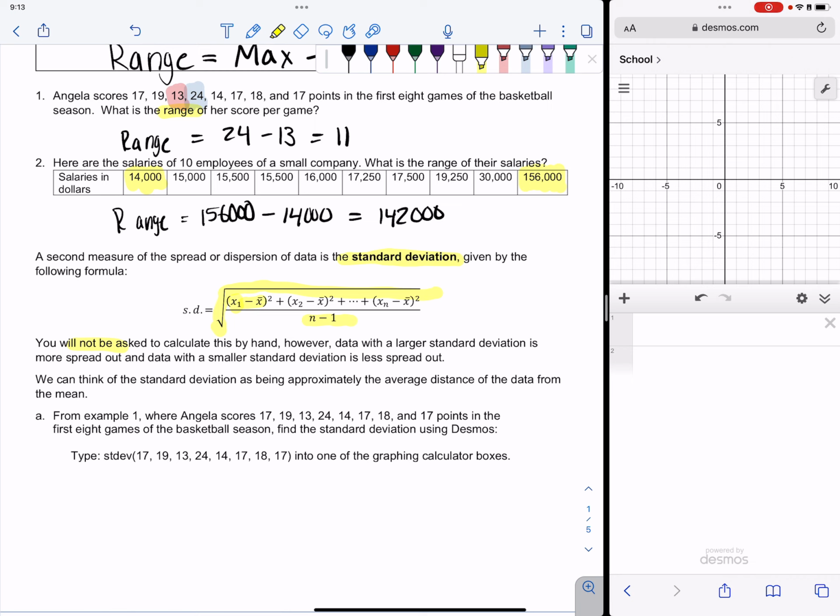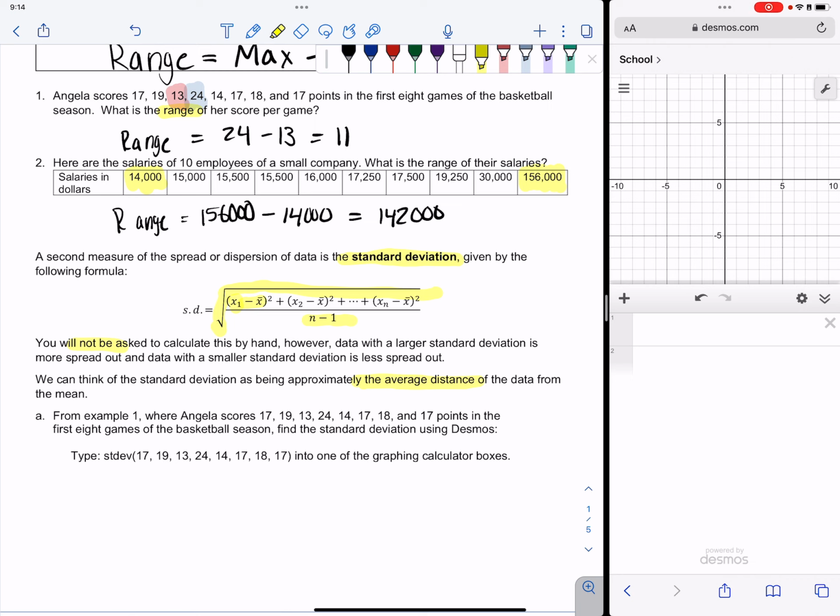With our standard deviation, what it essentially tells us is the approximate average distance of the data from the mean. So instead of telling us the average value in the data set, it's telling us how far away the data is from the mean. In this class, essentially all I need you to be able to do is to use a computer or a calculator to tell us what the standard deviation would be from a data set.